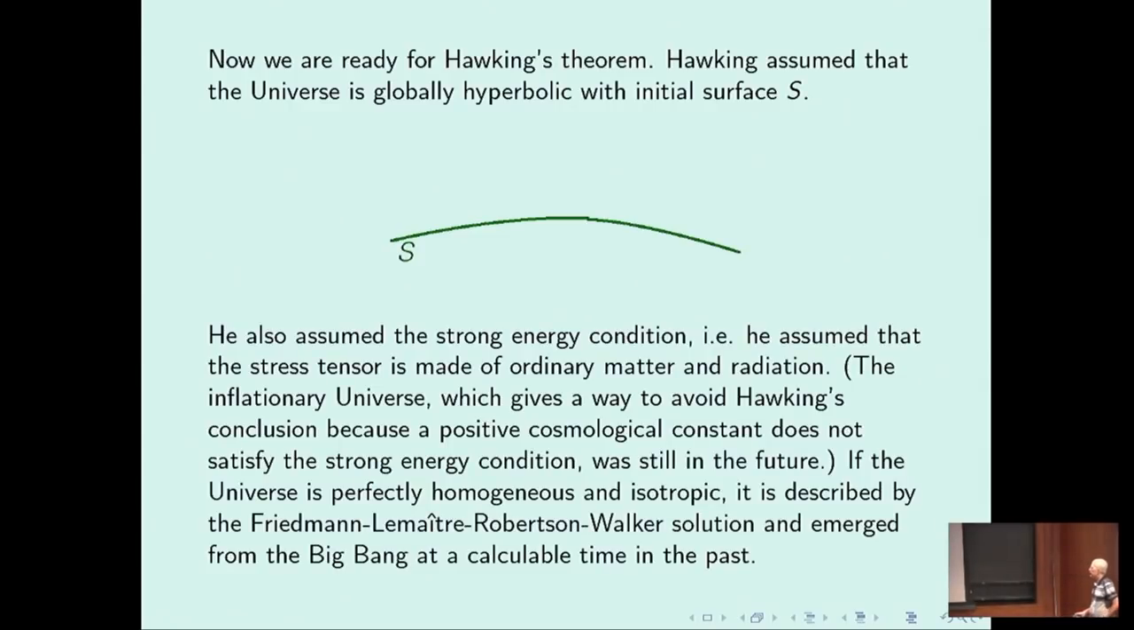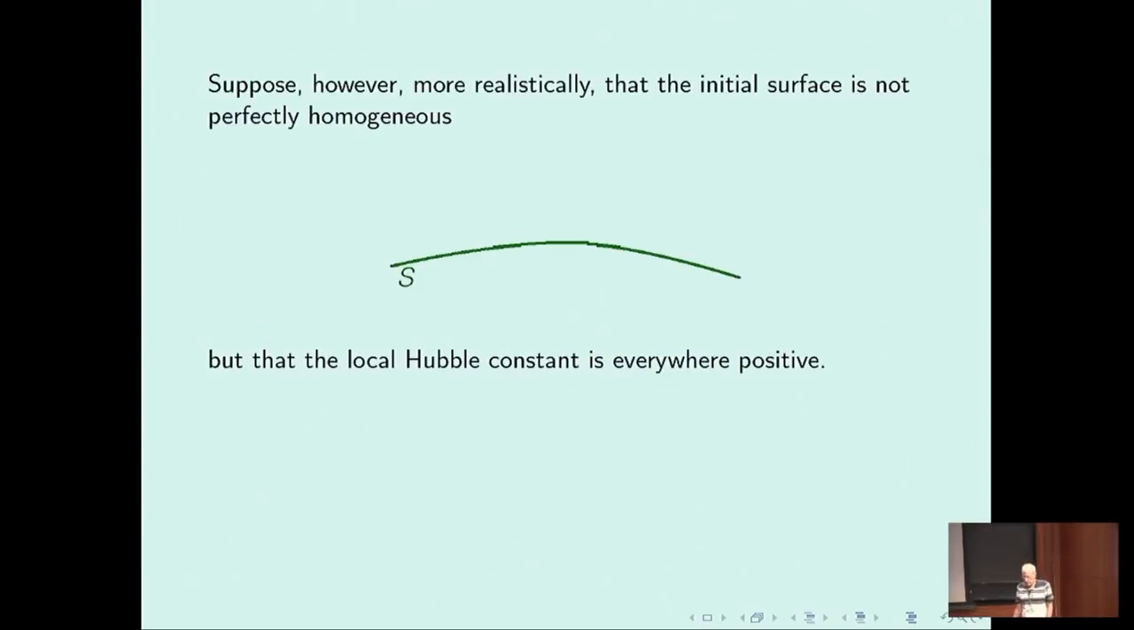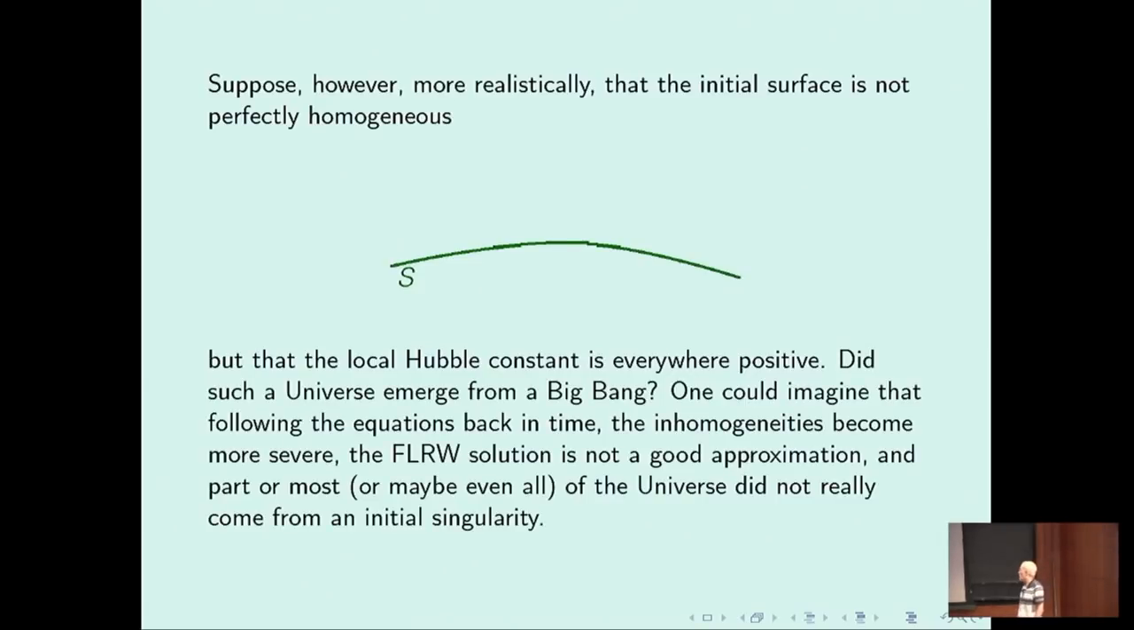Well, if the universe is perfectly homogeneous and isotropic, it's described by a well-known cosmological solution, and it emerged from the Big Bang at a calculable time in the past. But suppose more realistically that the initial surface is not perfectly homogeneous, but that the local Hubble constant is everywhere positive. Did such a universe emerge from a Big Bang? One could imagine that as you go back in time, the inhomogeneities become more severe. The standard solution is not a good approximation, and part or most or maybe even all of the universe did not come from an initial singularity. So that's the question that Hawking was addressing in his theorem.